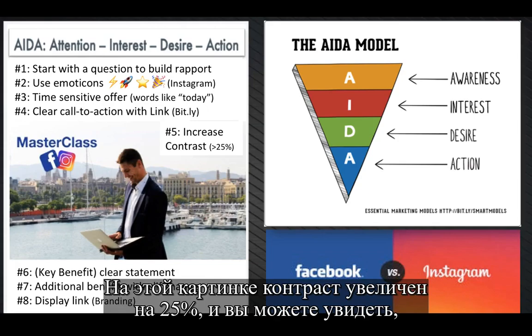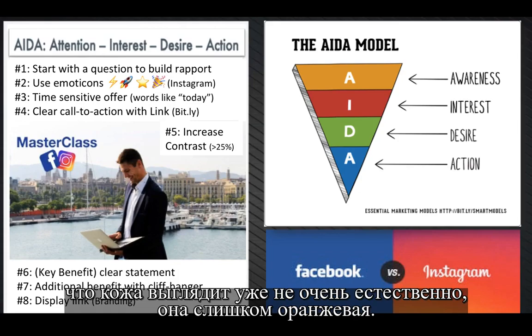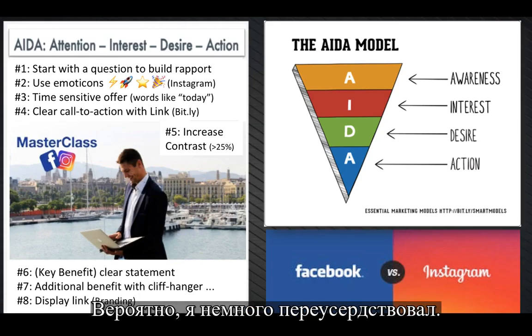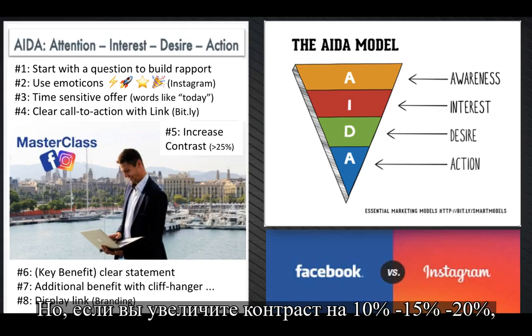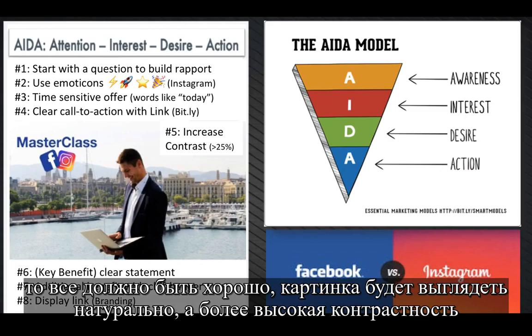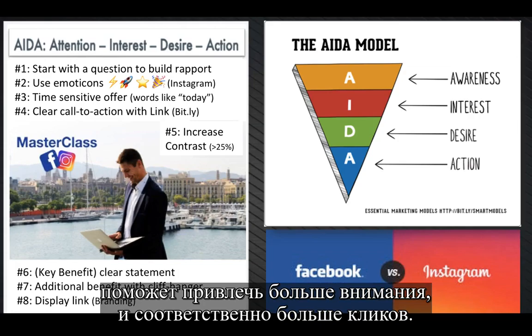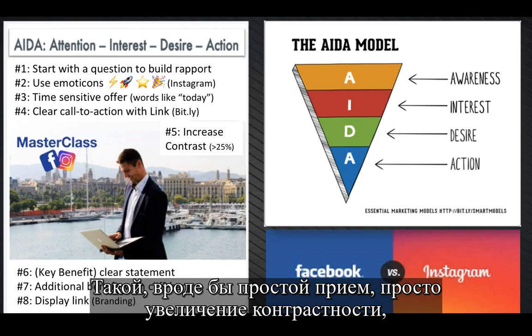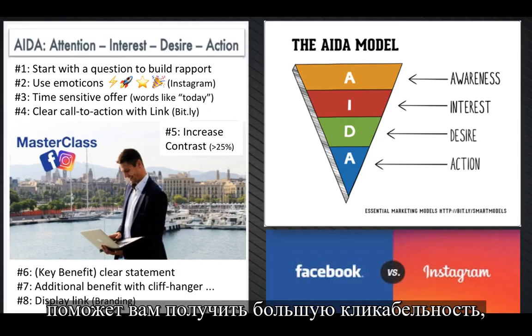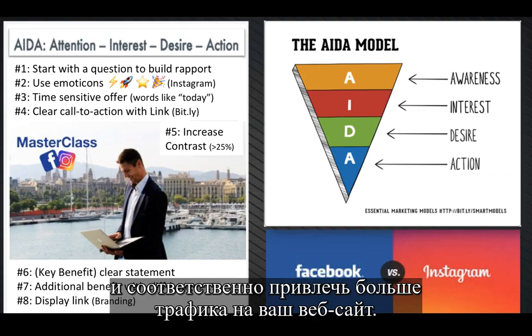15%. This one has over 25% of increased contrast, and as you see, the skin looks already not so natural anymore. It looks like an orange, so that's probably overdoing it a little bit, but if you increase it by 10%, 15%, 20%, you should be fine. It should still look natural, and this higher contrast will actually help you to get more awareness, okay, and therefore better click-through rates. Just such an easy trick. Just increasing the contrast will help you already to get higher click-through rates and therefore more traffic on your website.